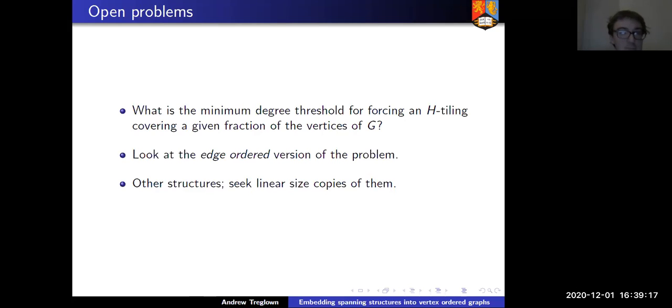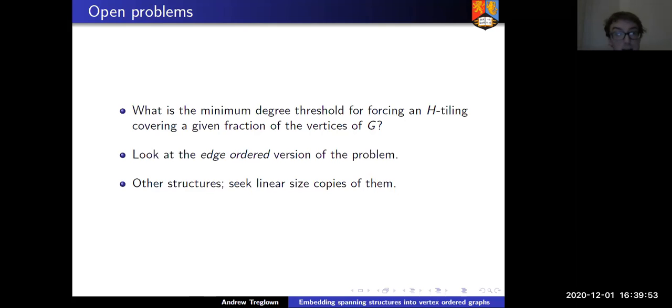So you can still ask natural spanning questions for ordered graphs, but you can also ask questions that aren't about spanning structures. Here's an example: what's the minimum degree threshold for forcing an H-tiling covering a given fraction of the vertices of an ordered graph? Maybe you want an H-tiling covering a 50th or 99% of G, or your favorite fraction. What minimum degree forces that? That's been known for 20 years by Komlós's theorem for unordered, simple graphs. What about the ordered graph setting?